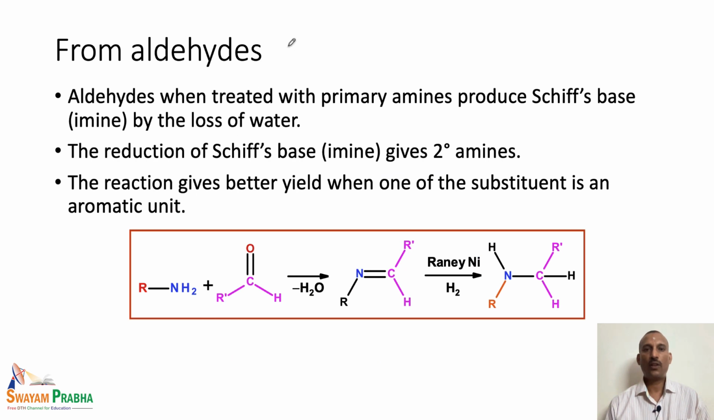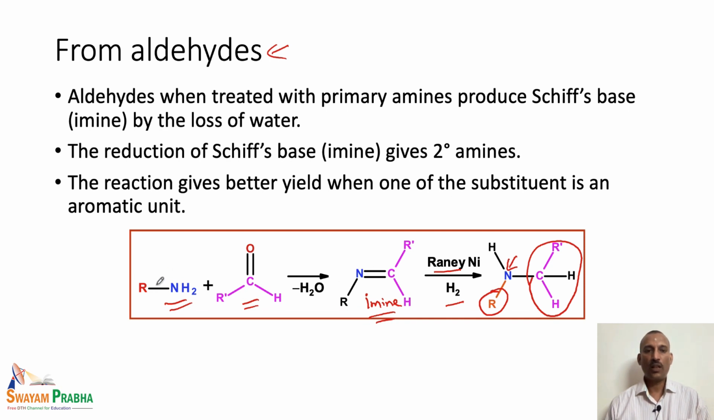So, the next or the third method is from the aldehydes. The aldehydes can be treated with a primary amine. When we treat a primary amine and an aldehyde, we end up with a Schiff's base or imine. So, this is the imine that is formed in this reaction. This imine on reduction using Raney nickel and hydrogen gives the corresponding secondary amine. So, we have one alkyl unit, we have another alkyl unit. Two alkyl units are attached to the nitrogen atom. So, this is a secondary amine.